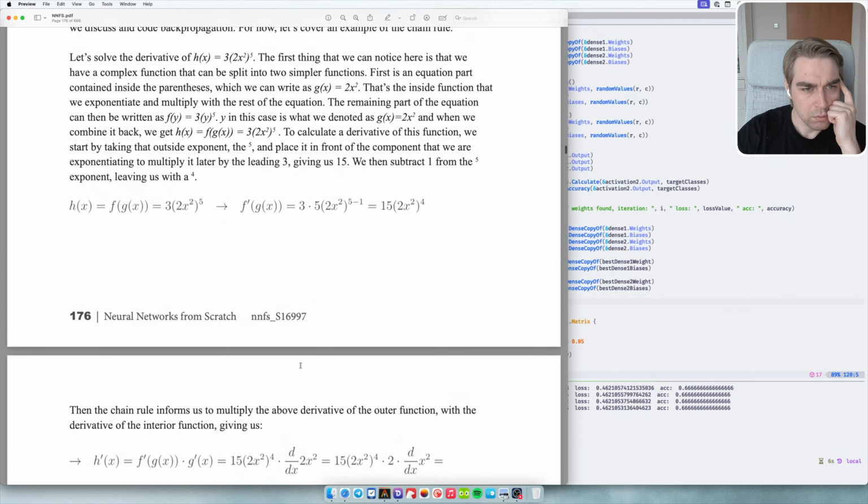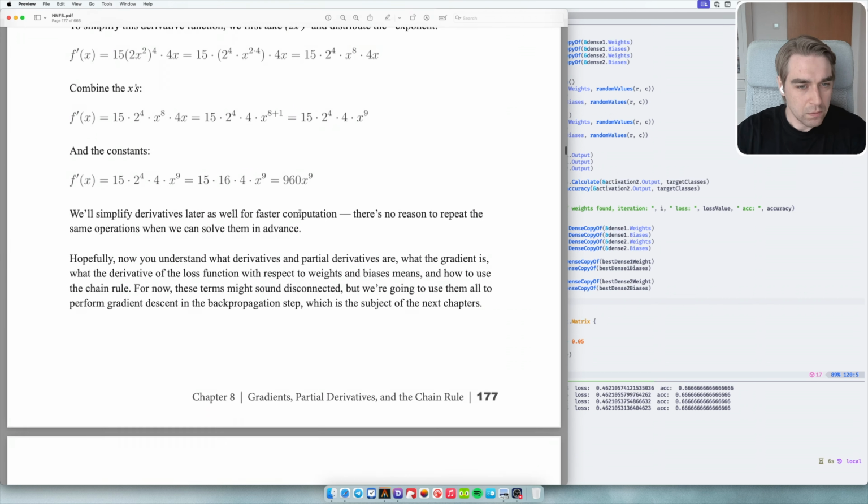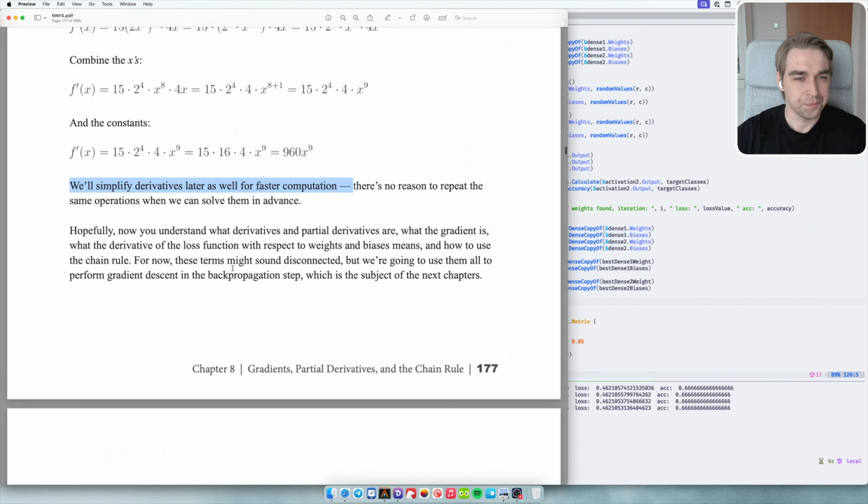Yes, so it will be 3, 2, and 10. That's the power that goes outside. If I open the parentheses, it will be the same. But okay, we'll simplify the derivatives later. For faster computation, there is no reason to repeat the same operation when we can solve them in advance.